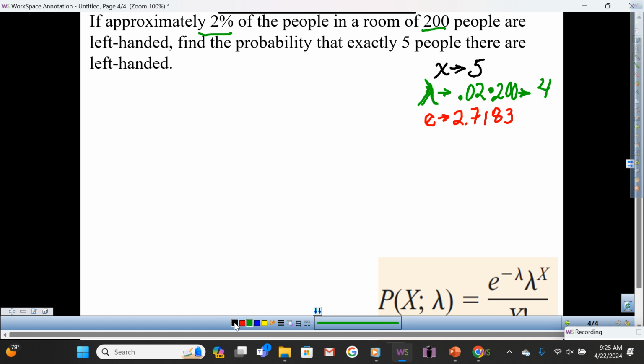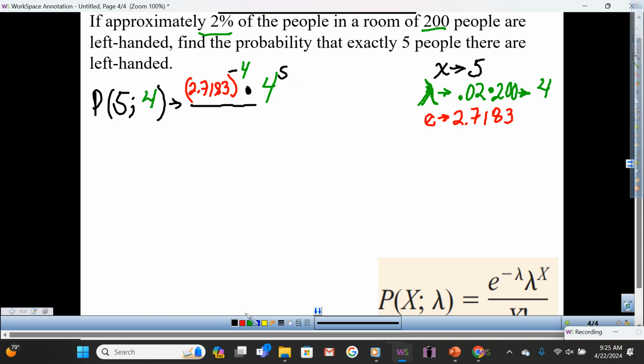So now that we have those values, get our formula. P of 5, semicolon, and lambda is 4. Then we got E, which is 2.7183 to the negative lambda, which is 4, times lambda to the x, lambda being 4 to the 5th power, and all that over 5 factorial.